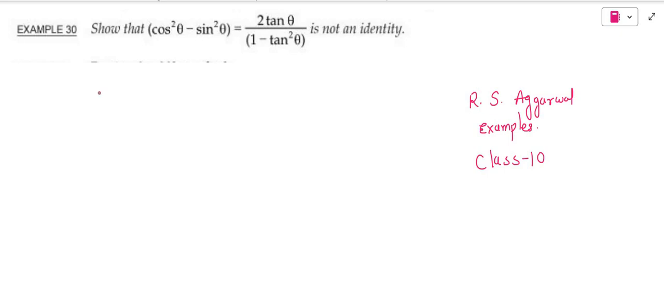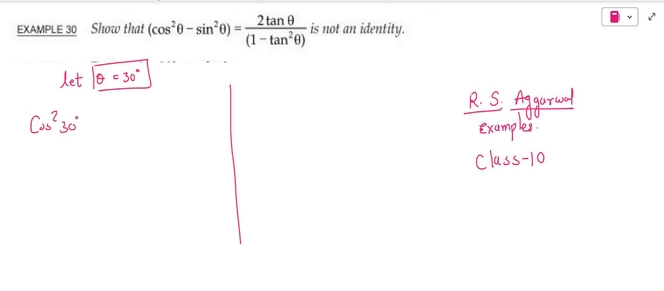Hello everyone, I am solving some questions from Trigonometric Identities, class 10th RS Aggarwal examples. So this is example number 30. We have to prove that this is not an identity. We can take any angle to prove it. Suppose I took 30 degrees, both sides we will take 30 degrees and see.